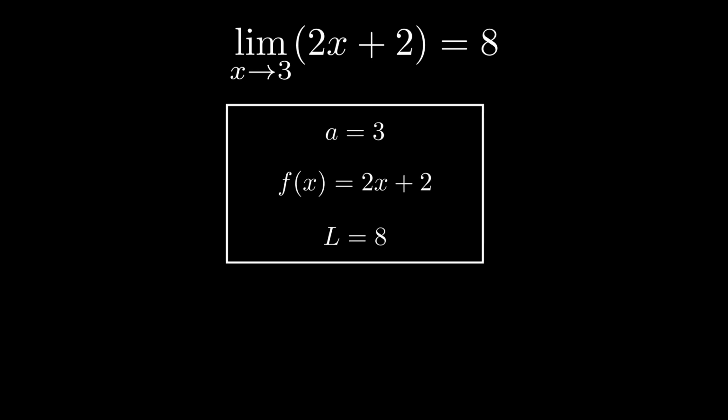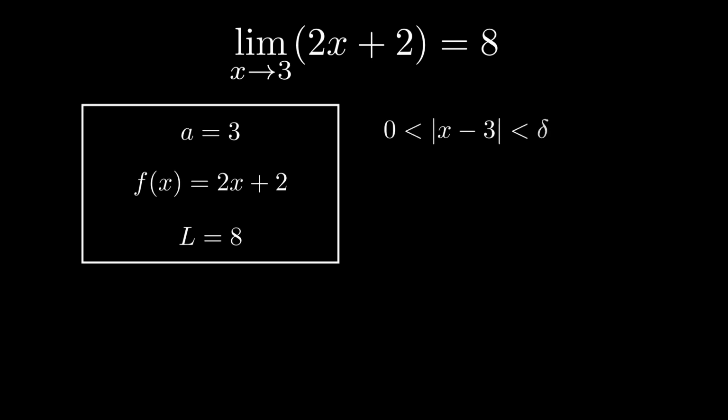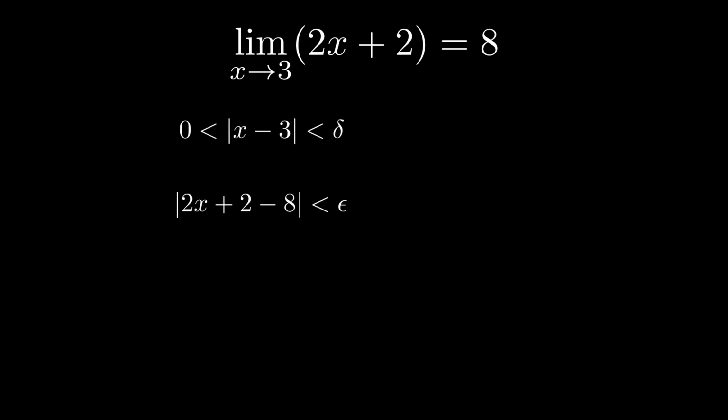Plugging them into our equations, we can see that 0 is less than the absolute value of x minus 3 is less than delta, and the absolute value of 2x plus 2 minus 8 is less than epsilon. We can ignore the 0, since we know that an absolute value isn't negative. The only thing this is saying is that the absolute value of x minus 3 isn't equal to 0, which means that x isn't equal to 3. But we're looking at the behavior of this function as it approaches 3, not actually at 3, so this restriction doesn't matter. So if the absolute value of x minus 3 is less than delta, and simplifying the other inequality, the absolute value of 2x minus 6 is less than epsilon.